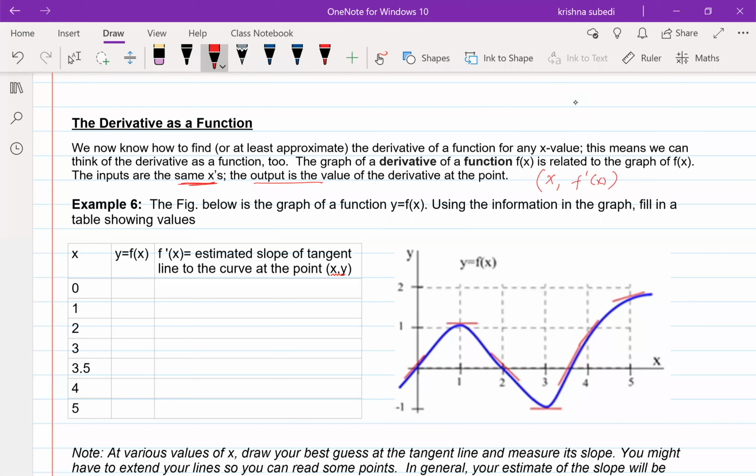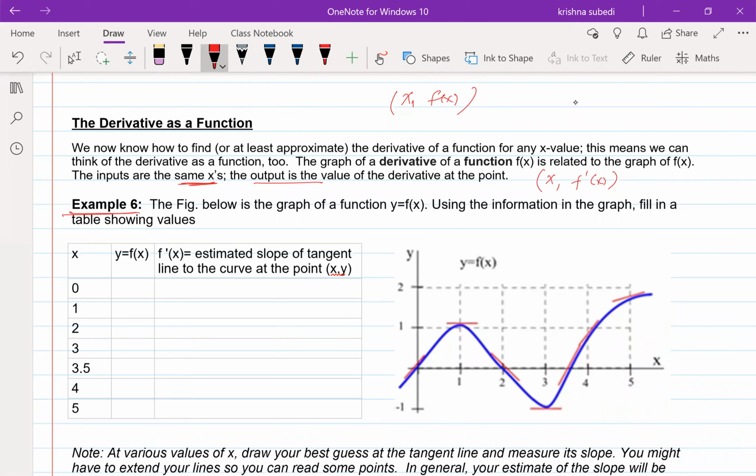Okay, in a general function, we have x and f of x, but now x will remain the same and the y value will be this. Here is one example of what I mean. The figure below is the graph of a function. Okay, so the graph of a function, this blue curve, y equals f of x. Using the information in the graph, fill in the table showing values. Okay, let us fill this table in.